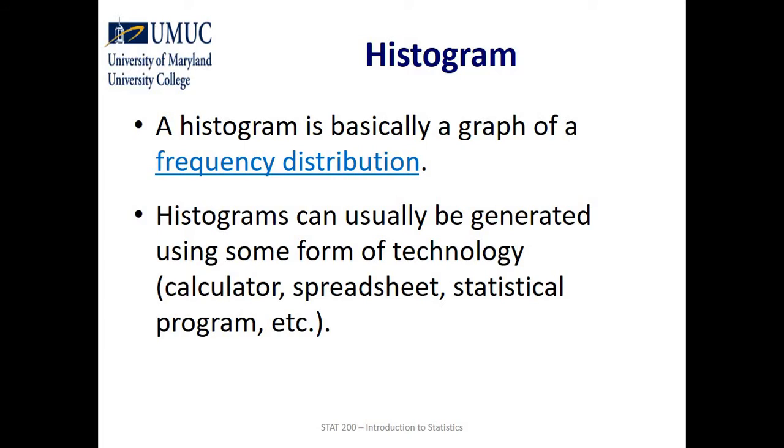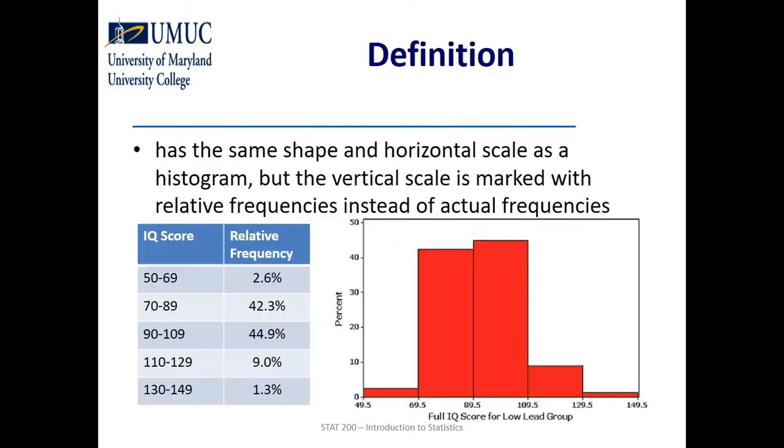We can use some form of technology to generate them. A calculator, if you have a graphing calculator, may be able to do it. A spreadsheet like Excel works really well. Some statistical programs, SAS, JMP, Statistica, there are all these programs out there that can generate them for you. But if you can produce the frequency distribution, then you can easily use Excel to create the histogram.